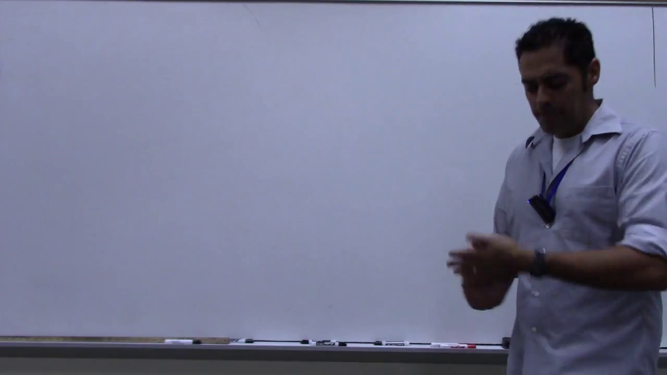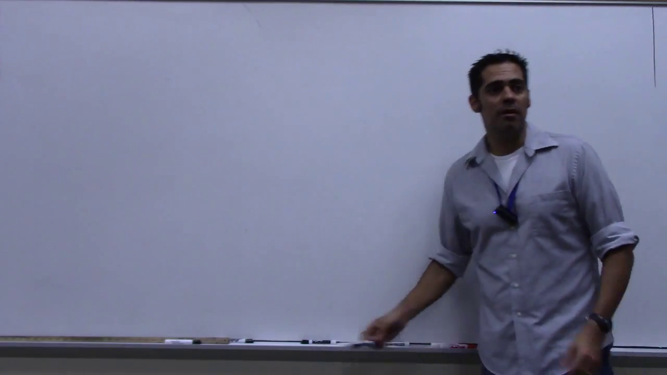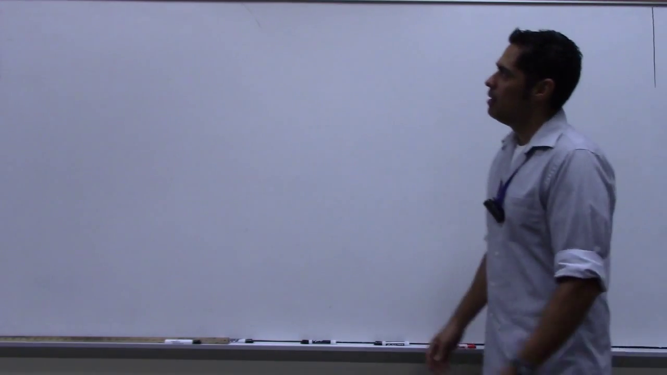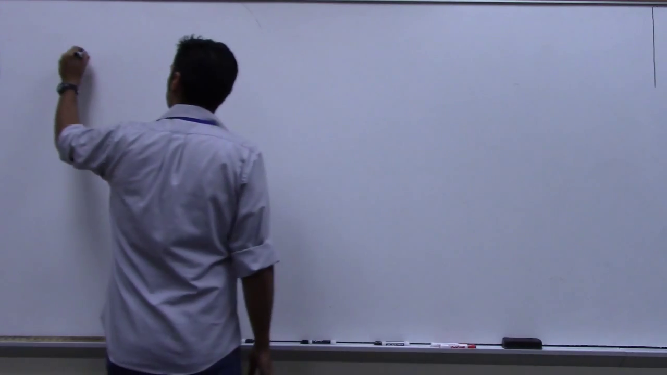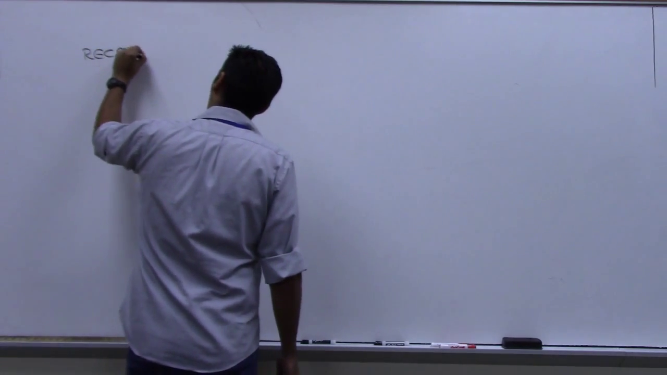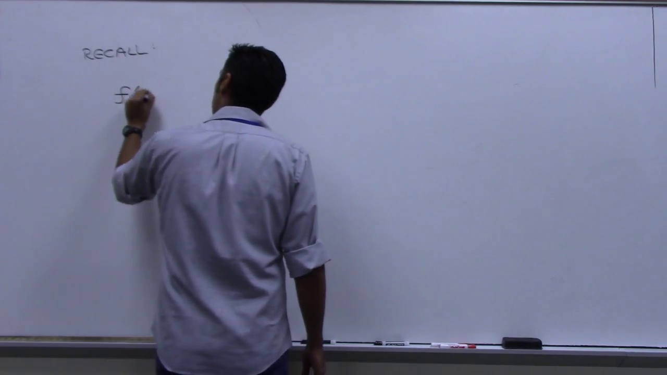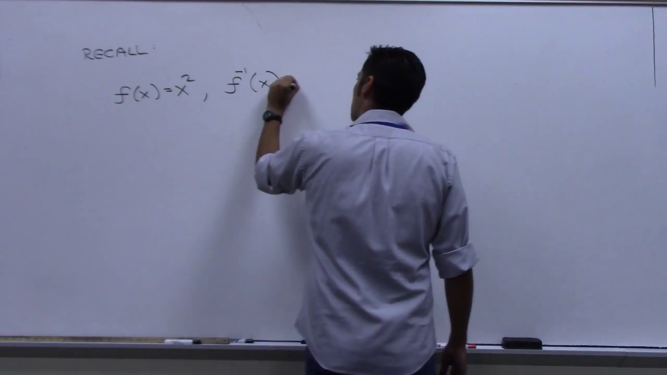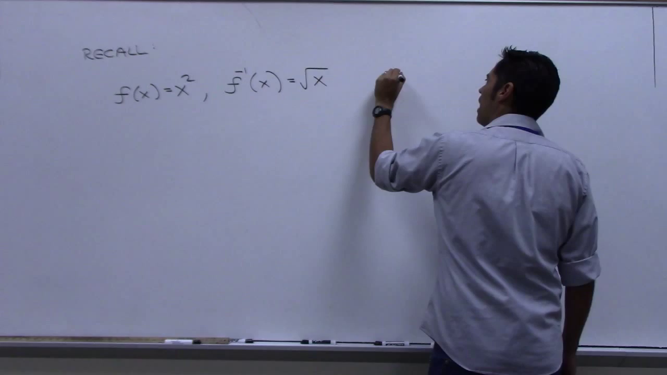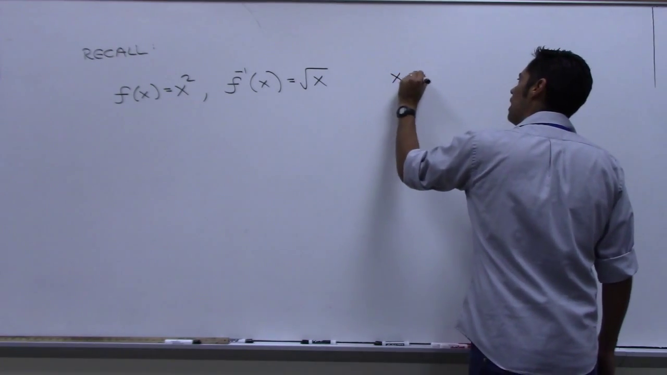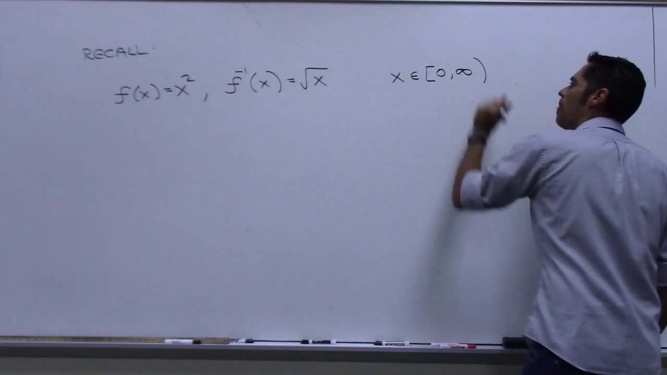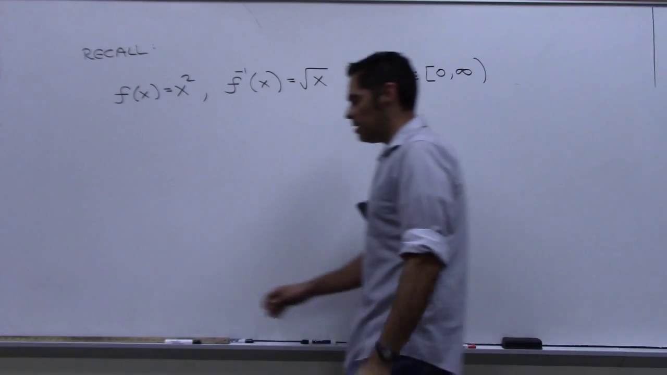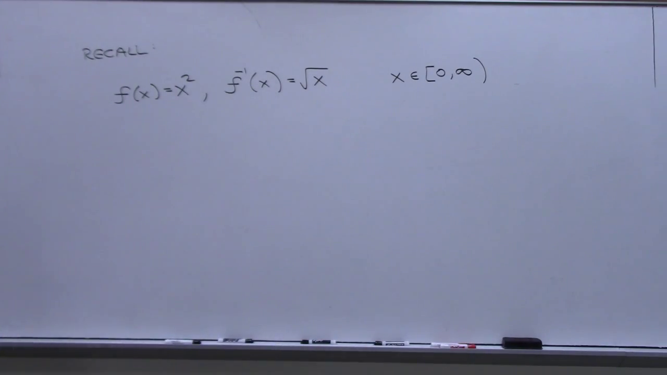All right, one last short thing to talk about. We saw just a second ago, recall that if we looked at f of x equals x squared, the inverse of that was the square root of x as long as x was inside of the interval 0, infinity, right? We did that one earlier. Okay, I'm going to draw this in detail, and I want to see if you notice something.